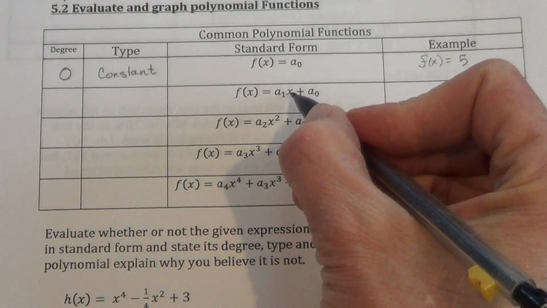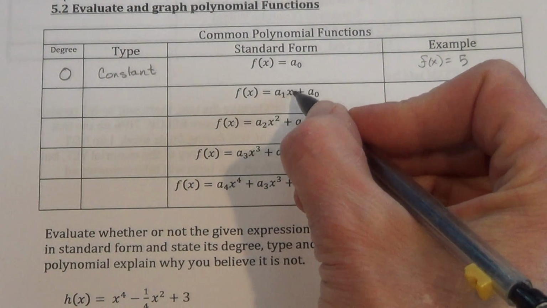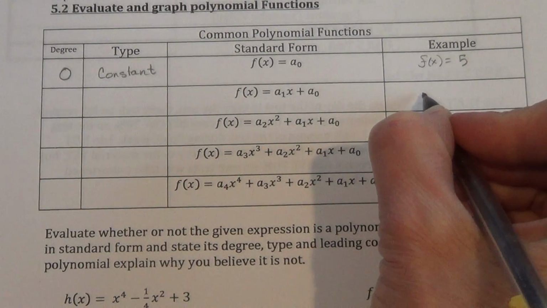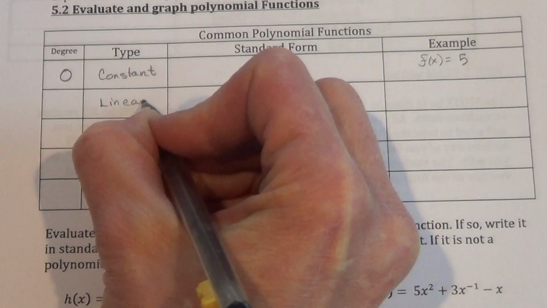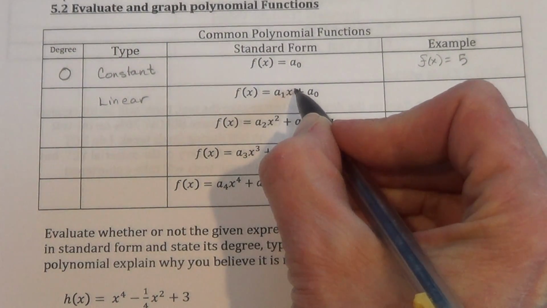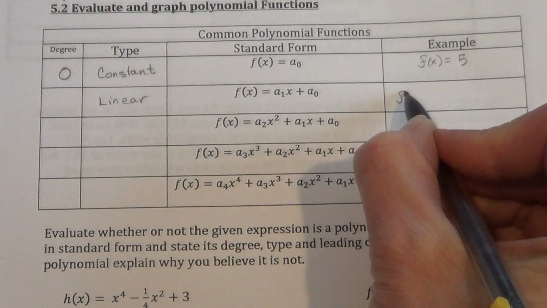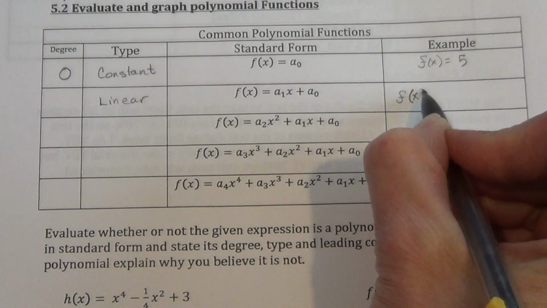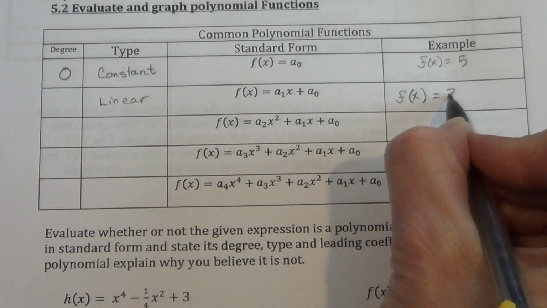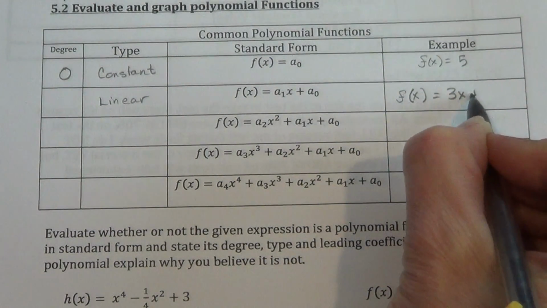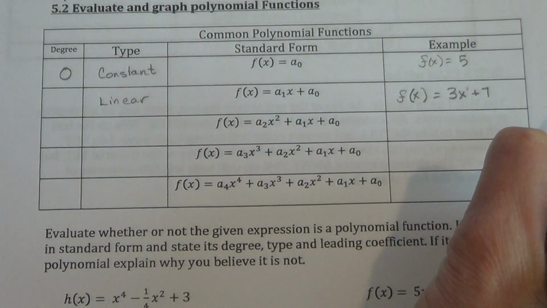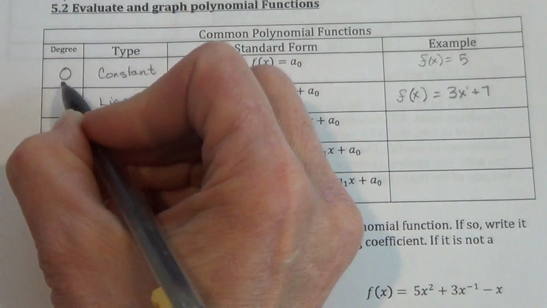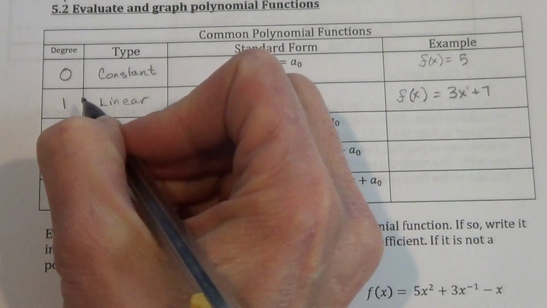Okay, the next one does have a variable to the first power. We would term that as a linear function because that x is to the first power. We don't always write first power on it. Usually you will see that it just says x because we do not need to write the 1 there showing that it's to the first power. Okay, so that is the first degree.